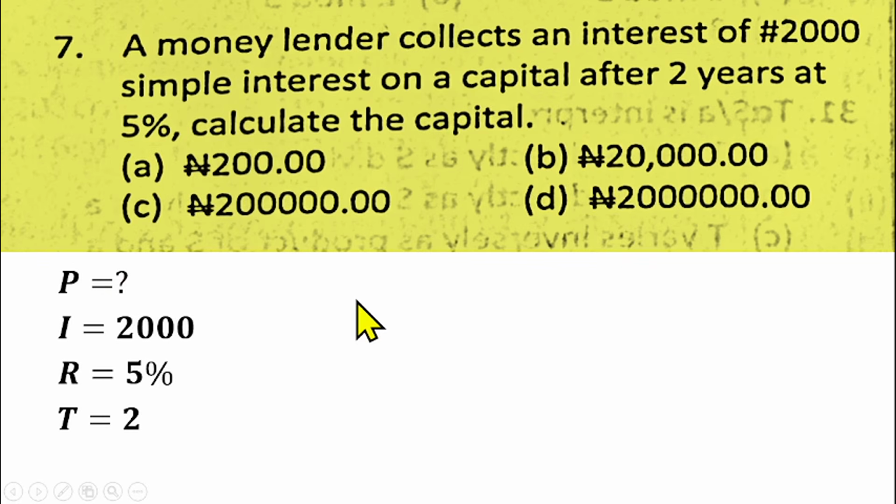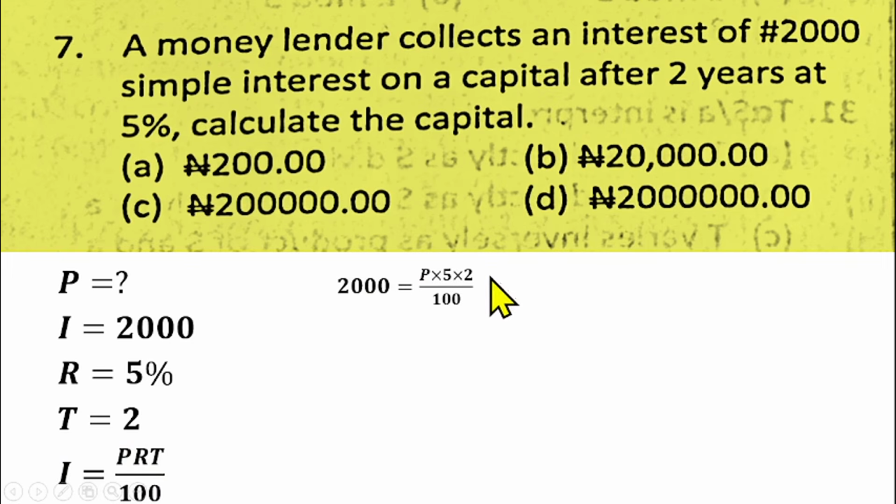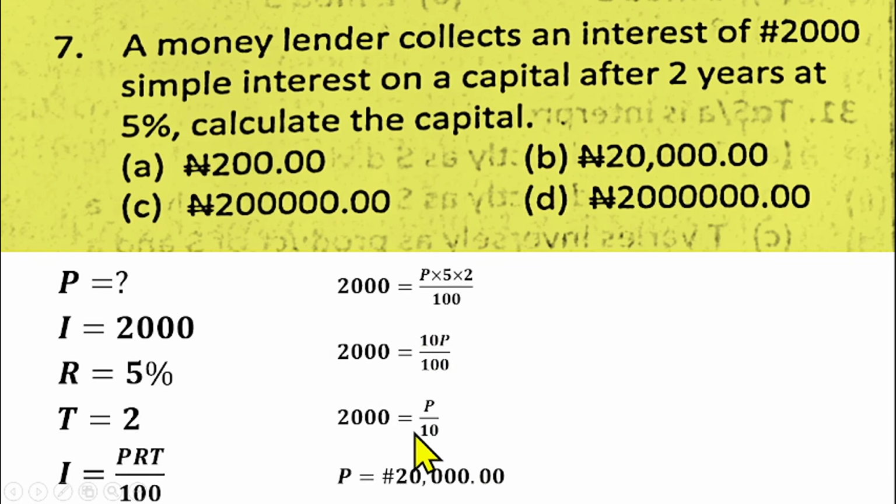If you remember the formula for finding simple interest, which is interest is equal to PRT over 100. If you substitute the values given to you, you'll be having the interest, which is 2,000, equals principal times rate times time over 100. From there, you can cross multiply. So 5 multiplied by 2 gives us 10. 10 times p gives us 10p over 100. Of course, 0 can cancel 0 here. You'll be having 2,000 equals 5p over 10. If you cross multiply, 10 multiplied by 2,000 means principal will be 20,000, which is option B for question number 7.